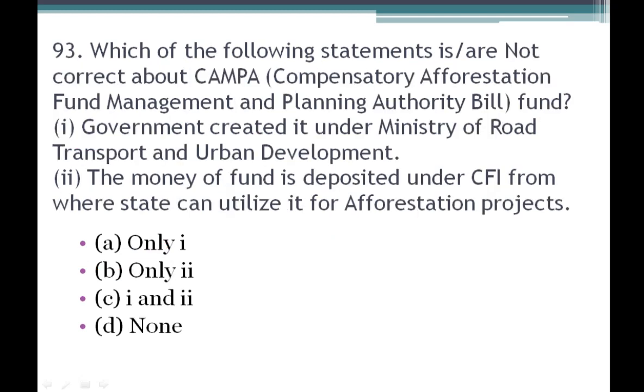Question number 93. Which of the following statements is or are not correct about CAMPA, that is Compensatory Afforestation Fund Management and Planning Authority Bill Fund? Number 1. Government created it under Ministry of Road Transport and Urban Development. Number 2. The money of fund is deposited under CFI from where state can utilize it for afforestation projects. The correct answer is option C, that is both 1 and 2. Both the statements are incorrect.